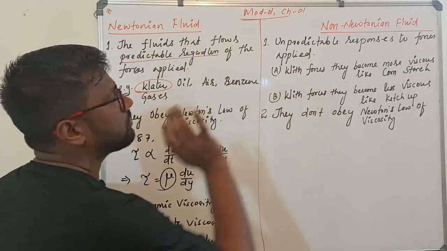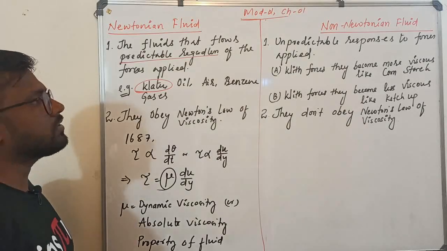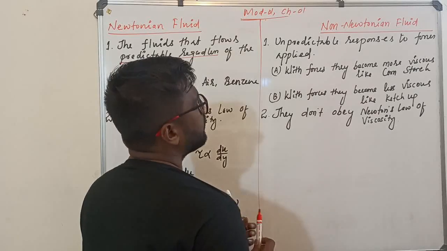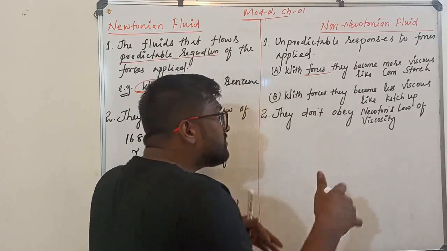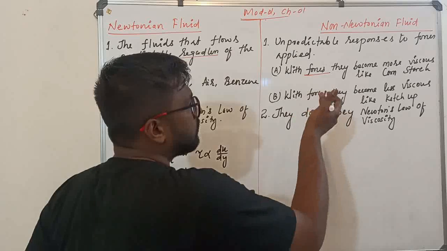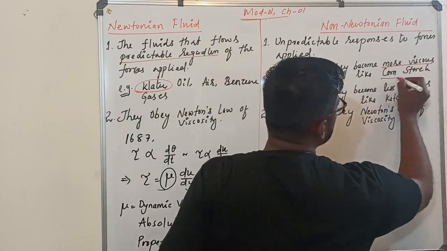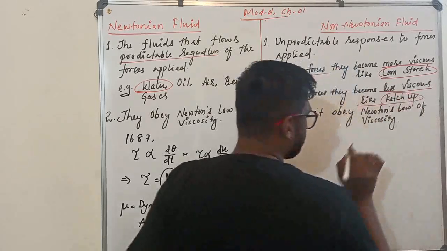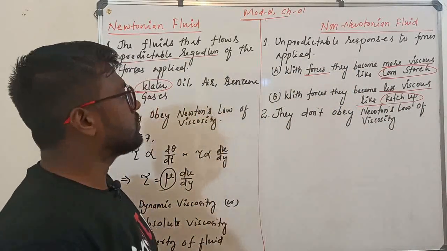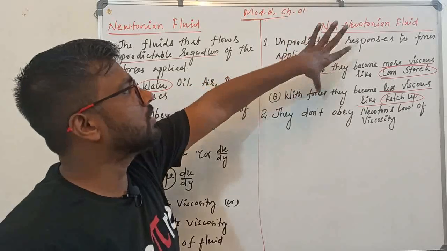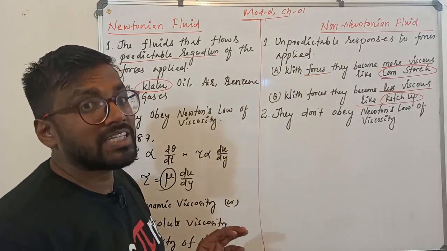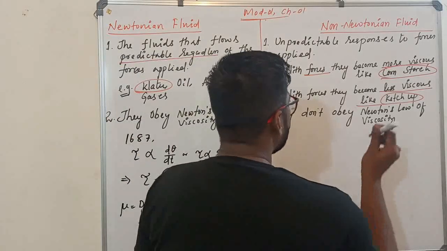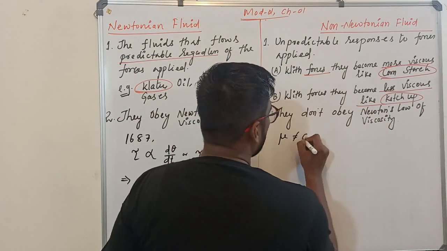So now we'll come to the non-Newtonian fluid. Like we already discussed, it has an unpredictable response. Sometimes when you increase the force, they become more viscous, like cornstarch; sometimes they become less viscous, like ketchup. So we do not know their behavior properly. That means viscosity is not remaining constant. Your mu is not constant.